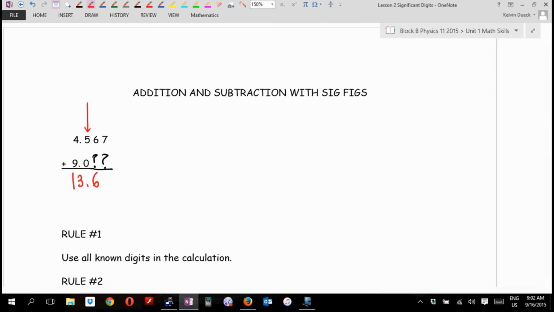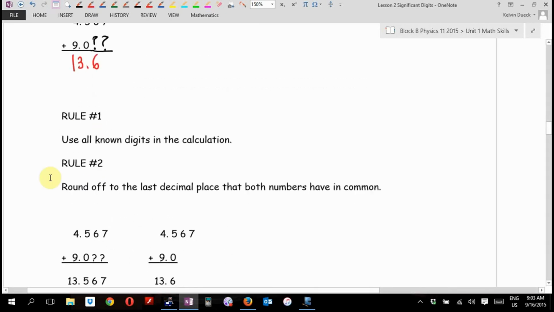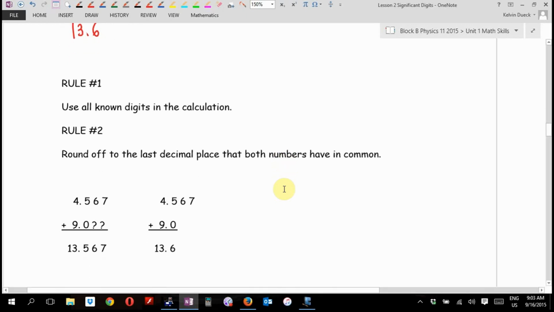That's why I say, at the beginning, line them up vertically so the decimal points line up. If you do a bunch of these, you reach the point where you can just visualize that and line them up and see where the missing gaps, where the question marks would go. Oh, this is where I'll round off to, and we'll try one like that eventually. But for now, what's the rule? Use all the known digits in the calculation. Don't round off. Round off to the last decimal place that both answers have in common, the last decimal place where you know everything. Okay?